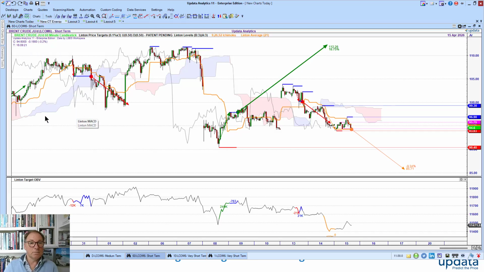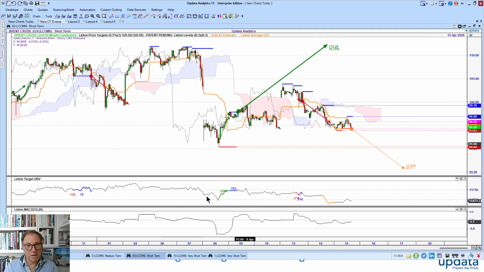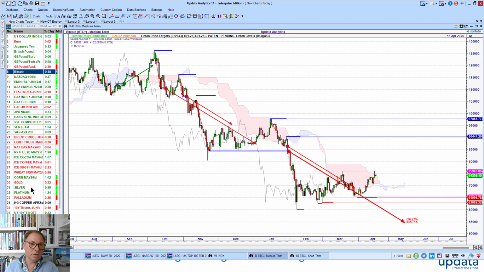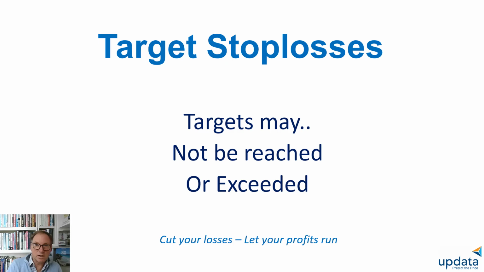There's more and more of these tools that you can look at. There's even a Linton MACD, so this is going to use midpoint averages to calculate a MACD. There's a lot of research tools in train at the moment. But the big one is the stop losses, which is really what I want to show you now.